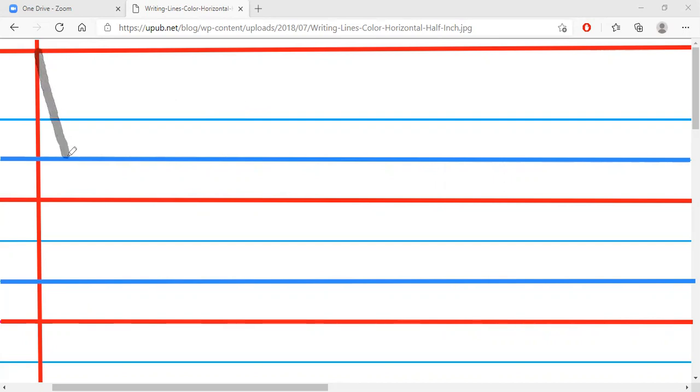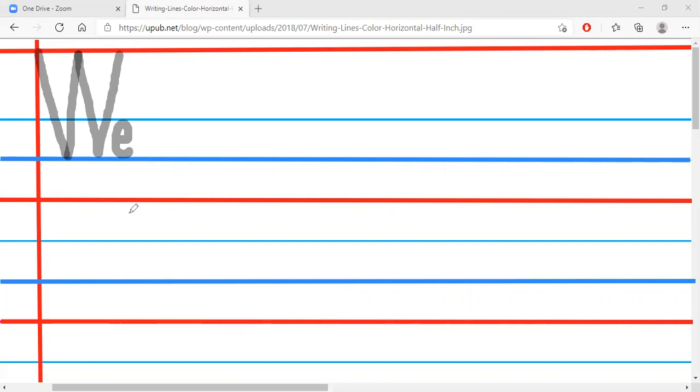Go ahead. Then we go slanting up. Come on, right back down. And back up. That's the capital W for Wednesday. Let's do the E. Make sure your E fits between the two blue lines.